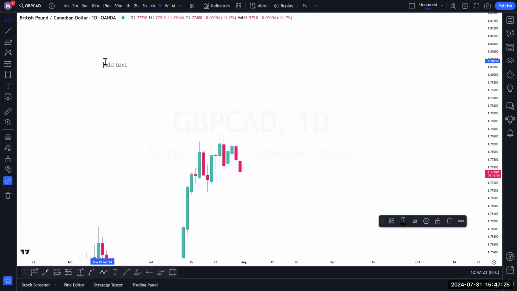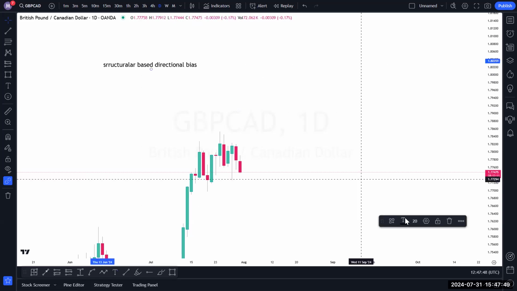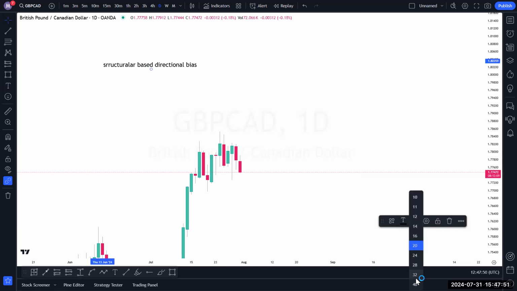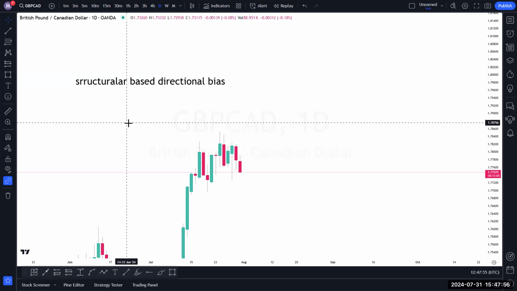Structure based direction bias. And now this is a situation where it's not about the sparing, but it's called a structure.